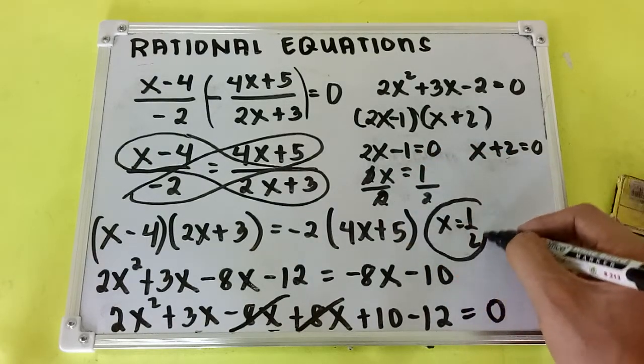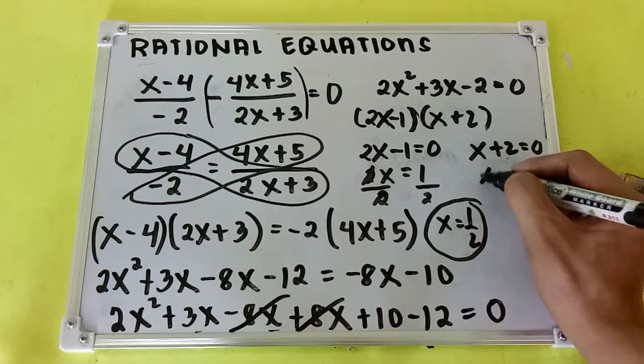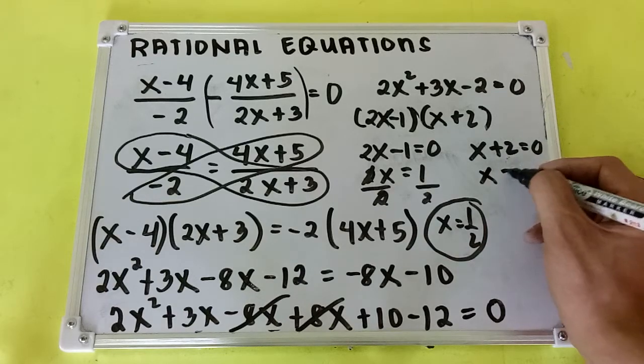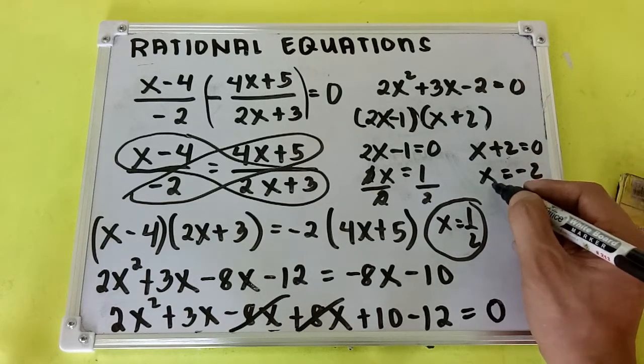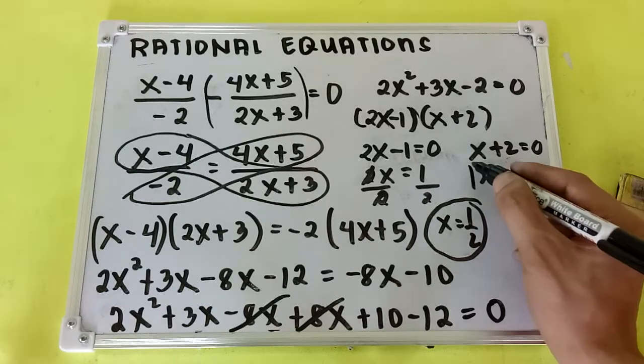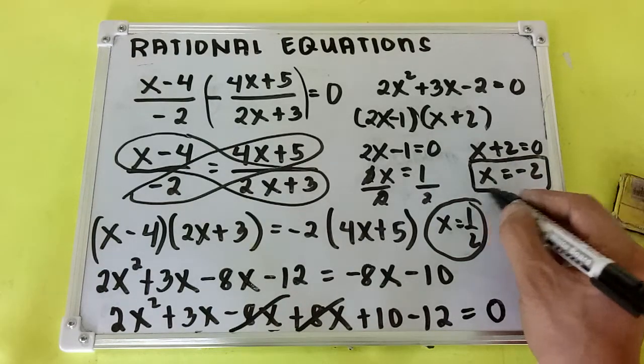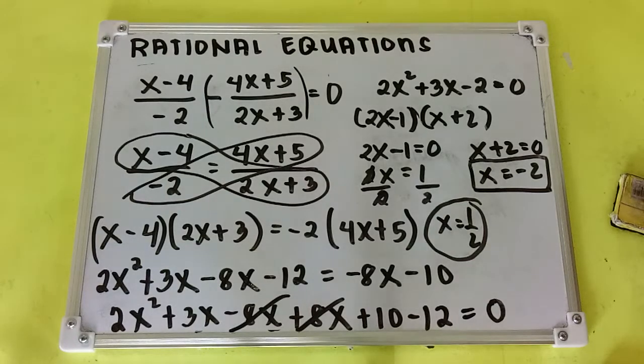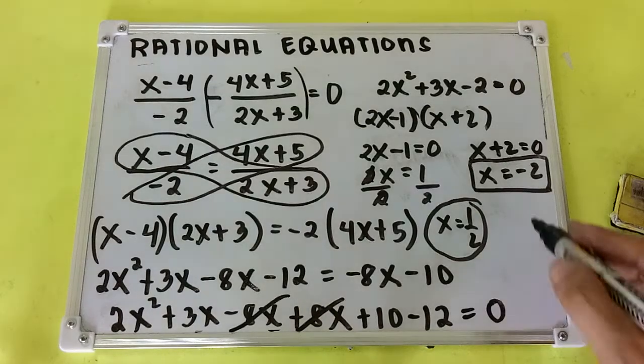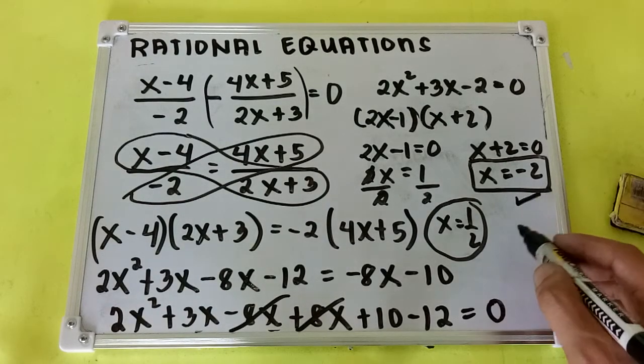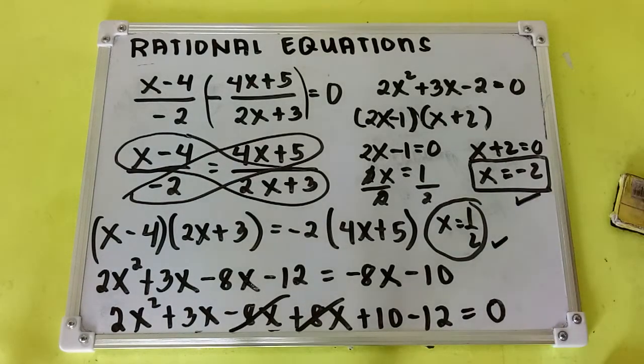So ito yung value ng isang x. Dito naman, x, positive 2, ilipat natin sa kabila, magiging negative 2. So solo na ni x to, na-isolate na siya. So ito na yung isang value ng x. So therefore, the value of x in the given equation are negative 2 and 1 half. So the final answer is negative 2 and 1 half.